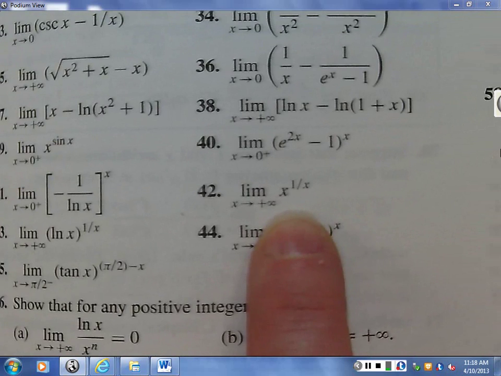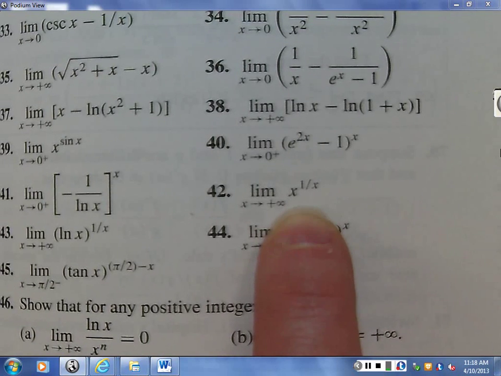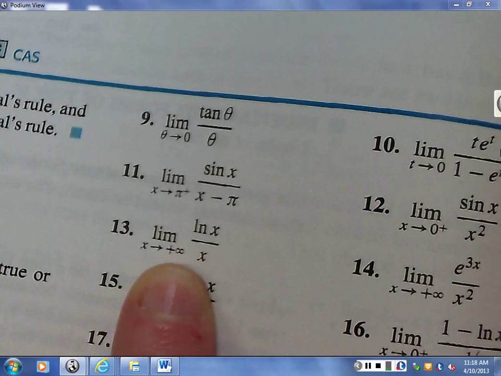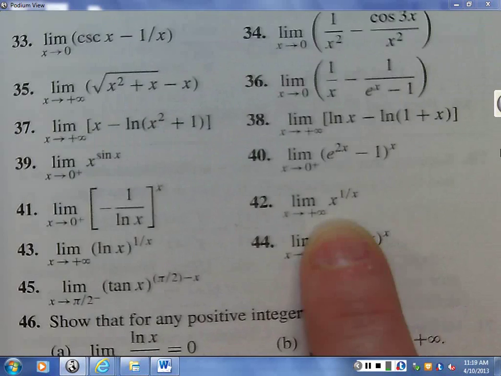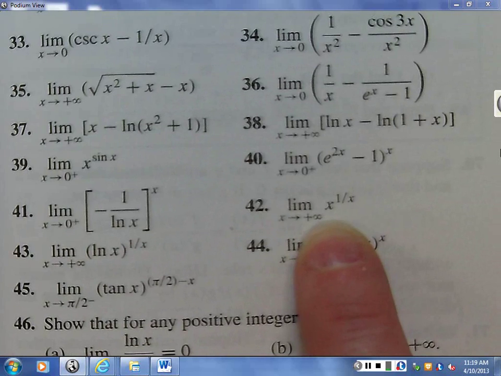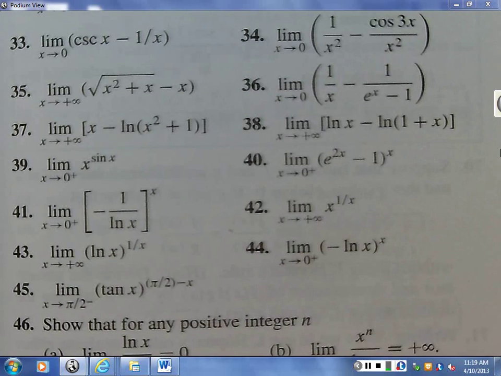This one is going to simplify to ln of x over x, which is the exact same thing as this one, right? But then when we get the answer here, it's going to be the limit of ln of y. So your answer is going to be e to that number. So a lot of these are very similar. They're just different forms. Your forms are pretty straightforward. It's not going to be anything too crazy.